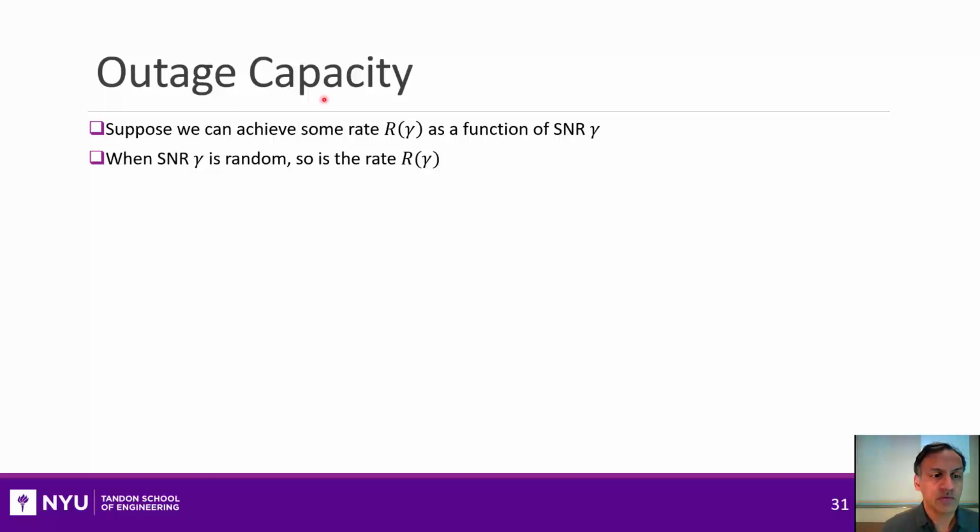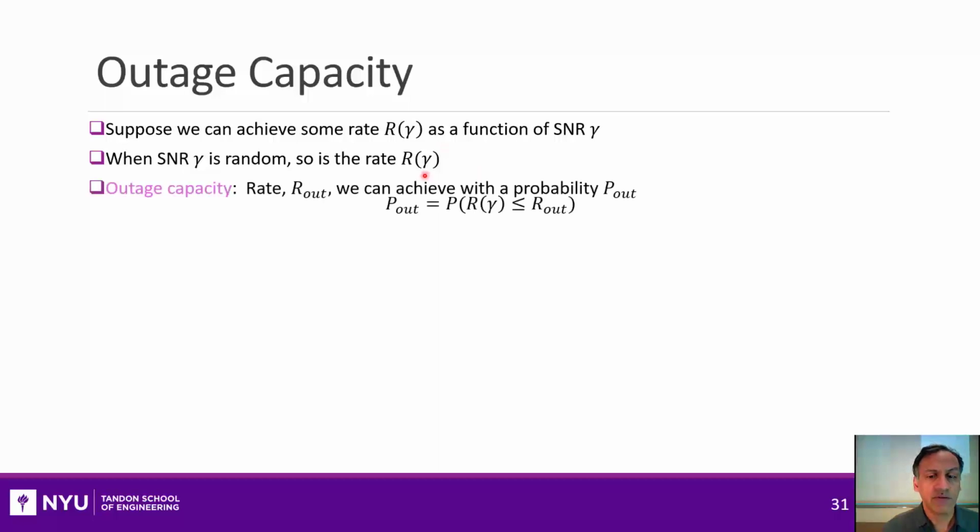Now, another way you can think about this, if you prefer, is what you could call outage capacity. Suppose that we can achieve some rate as a function of the SNR, but the SNR is random, so the rate will be random. Then I could say, well, if I have a target rate, I can look at the probability of that rate.